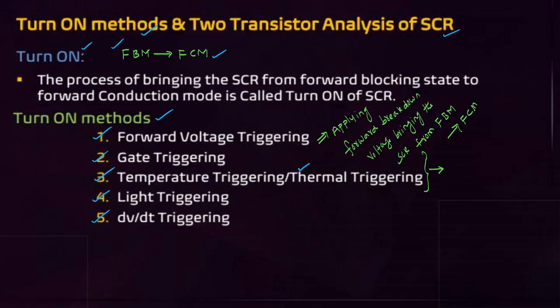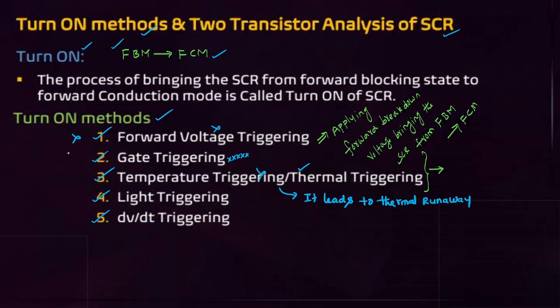But here is a very important point that you have to remember. Among all the triggering methods, gate triggering is more preferable. But we don't use forward voltage triggering practically. Even temperature triggering is also not preferable practically. One of the main drawbacks of temperature triggering is that it leads to thermal runaway. It's the worst triggering method. That's why we never prefer this thermal triggering method.